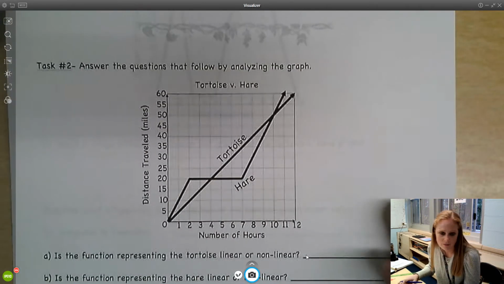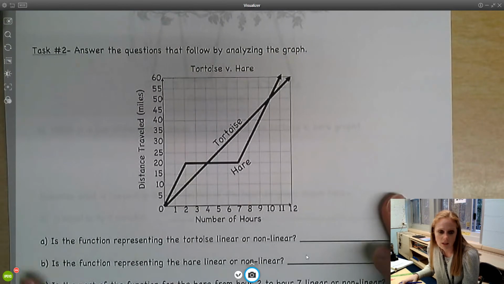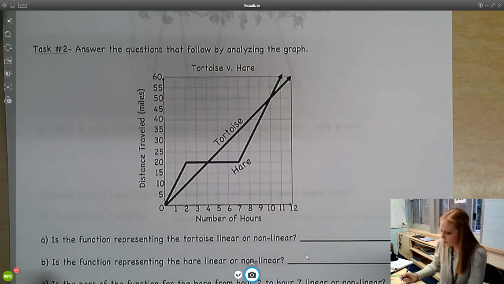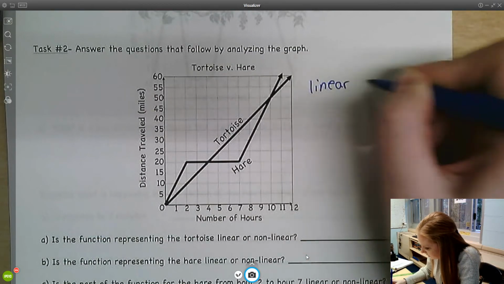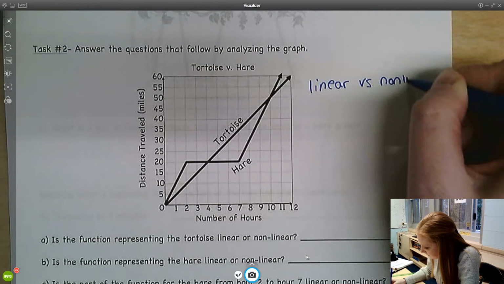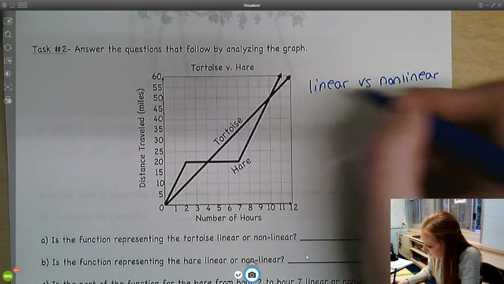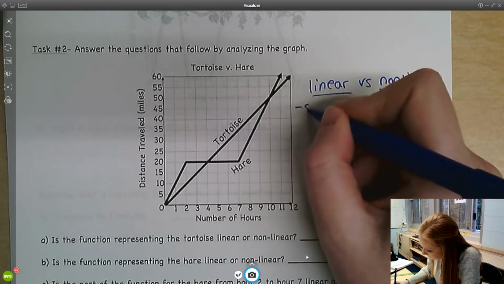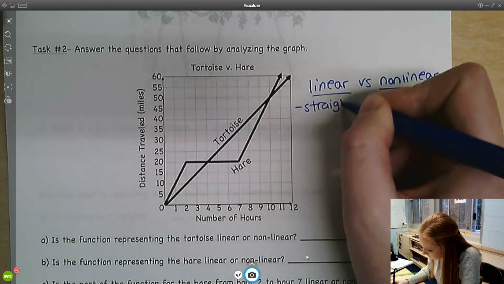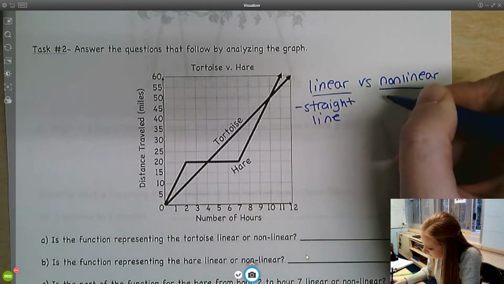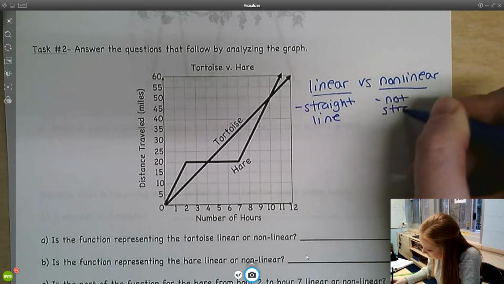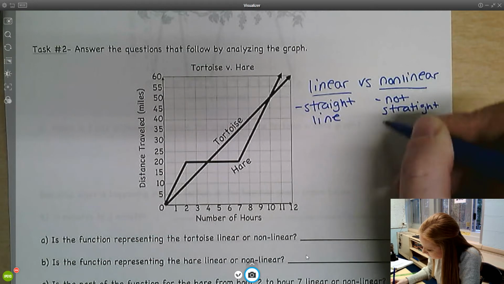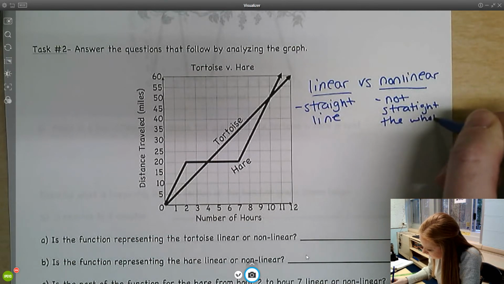Okay, so here's our graph again. Now we're going to talk about if it's linear or nonlinear. So in order for a graph to be linear, so we'll just write some notes off to the side, linear versus nonlinear. Linear means a straight line. Nonlinear means not straight the whole time, or curved.